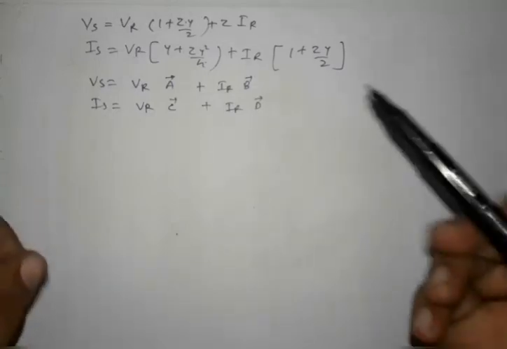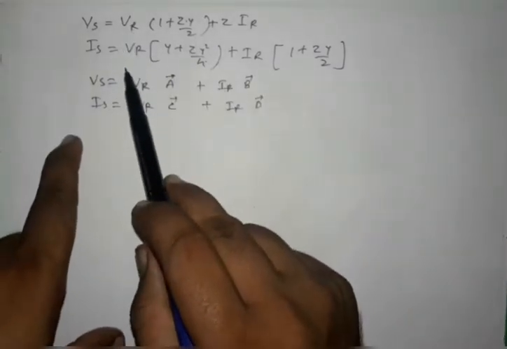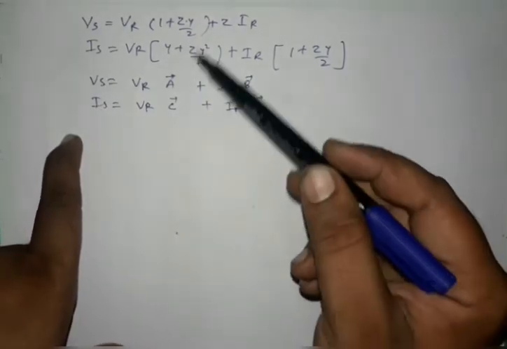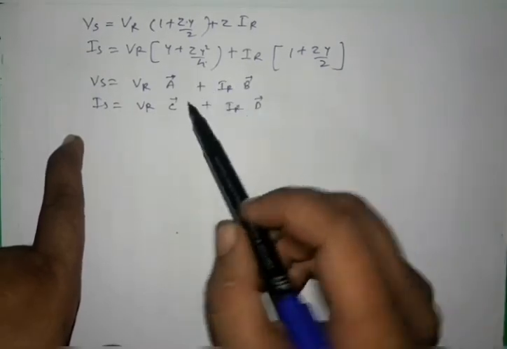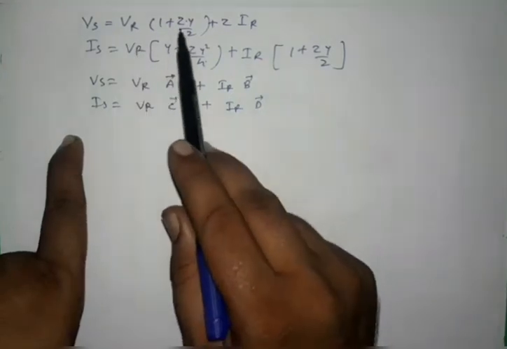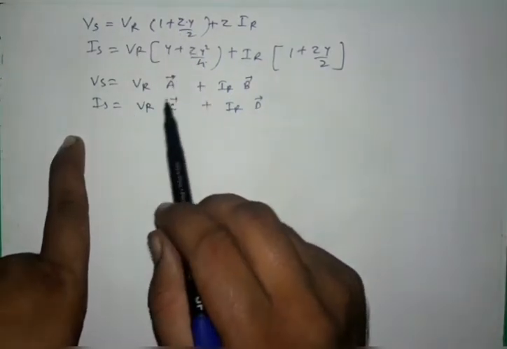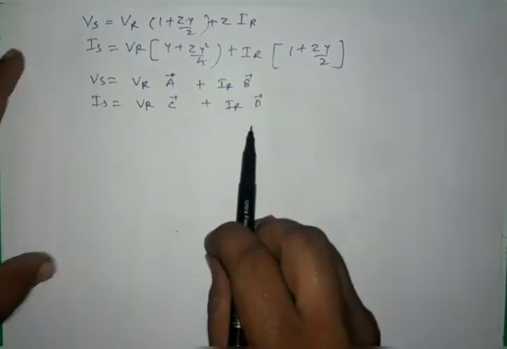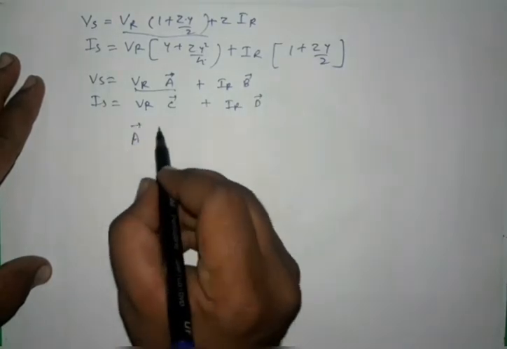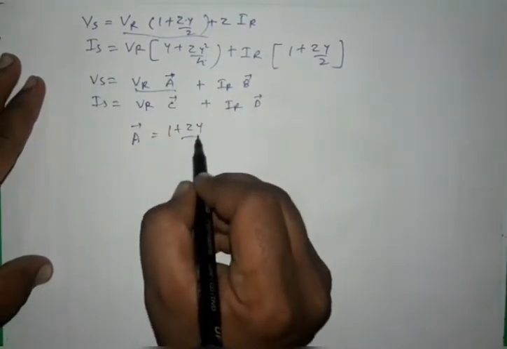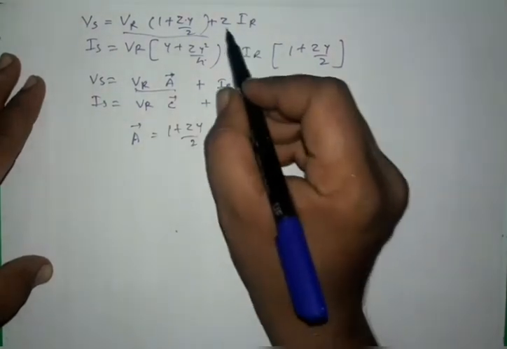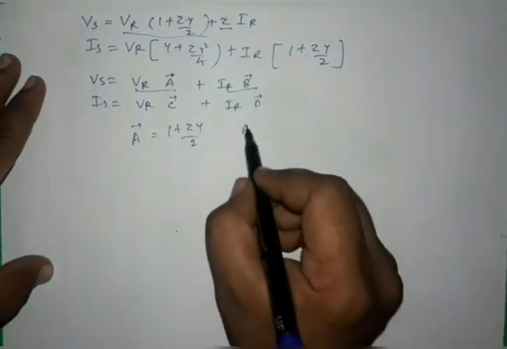So here are both equations for sending end voltage and sending end current, and here is the generalized equation for sending end voltage and sending end current. Now compare these two equations. First, sending end voltage Vs, which is equal to Vr (1 + ZY/2). Here Vr into A, so A is equal to 1 + ZY/2. Now B into Ir, so B is equal to Z.